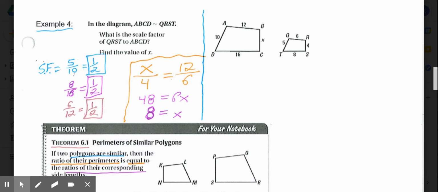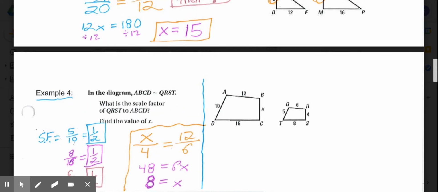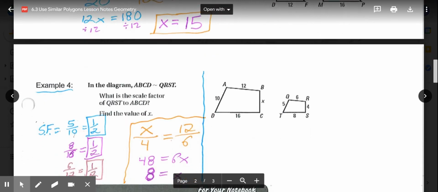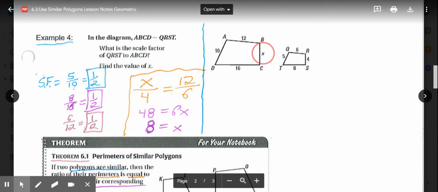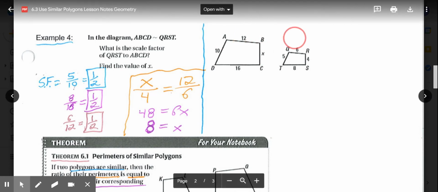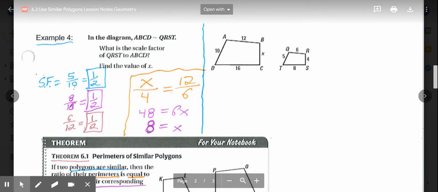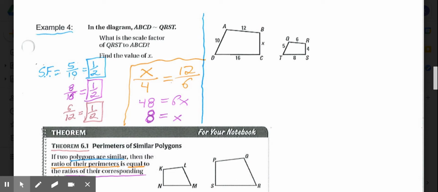Then we're going to use this idea to find the value of x. So we're going back to what we did here, the idea of a proportion. So we know the x corresponds with 4. So if I do x over 4, I started with the shape on the left on top, so I need to do the same on the other side. So if I use the 12, it'd be 12 over 6. So x over 4 equals 12 over 6. Cross multiply, 6x equals 48. Divide by the 6, and x equals 8.